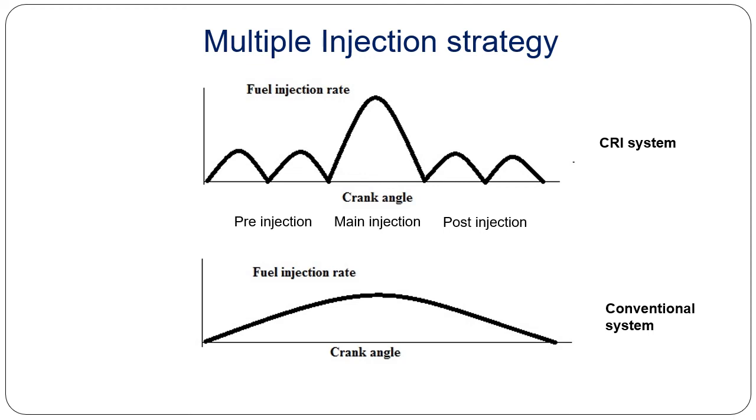So in the conventional system, when the pump is operated, it will pressurize the fuel and then supply it to the injector, and because of the fuel pressure, the injector opens and injects the total amount of fuel in a single injection, which is shown in the figure below here. However, in the case of the common rail injection system, as you can see in the figure at the top, there are multiple injections. The first two injections are called pre-injections. Then the third is the main injection where most of the fuel is injected, and then we have post-injection.